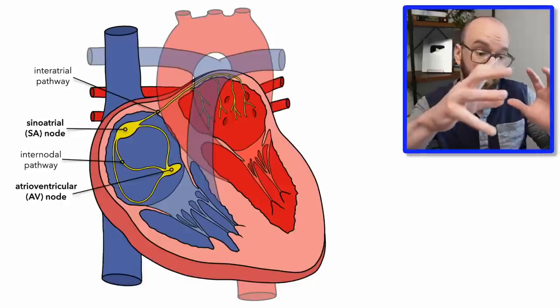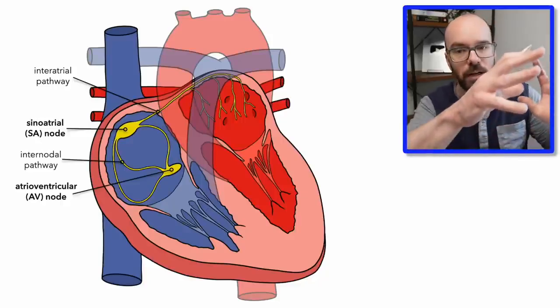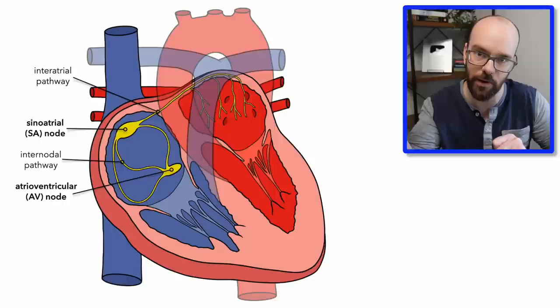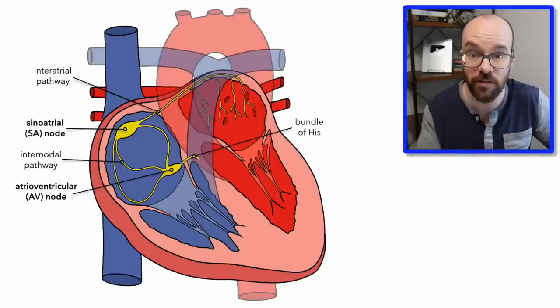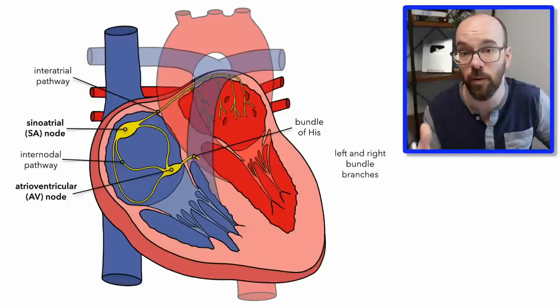So that delay is going to really separate the atrial contraction from the ventricular contraction. That way we can get all of the blood from the atria to the ventricles, and then the ventricles can pump it all out. From the AV node, the signal is going to pass into the bundle of His, also known as the atrioventricular bundle.